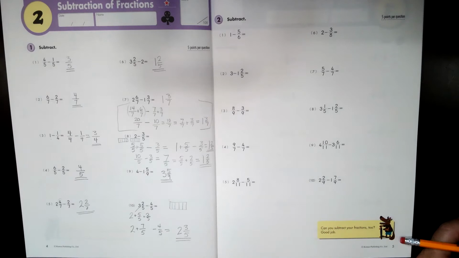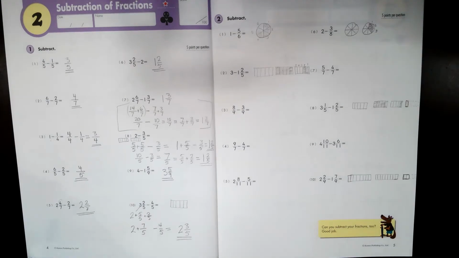So pause the video and then try your hardest and then come peek back for some help with the picture models and then pause it again and then come back for the answers. All right, pause the video and let's get started.